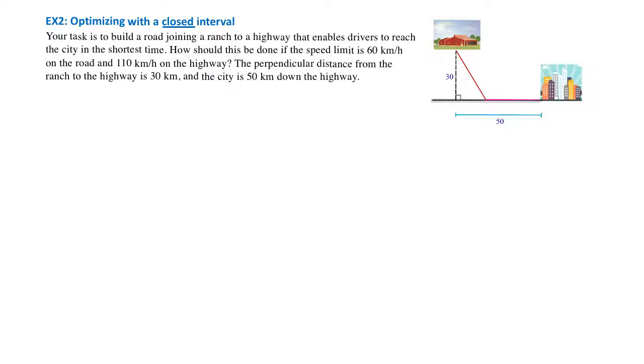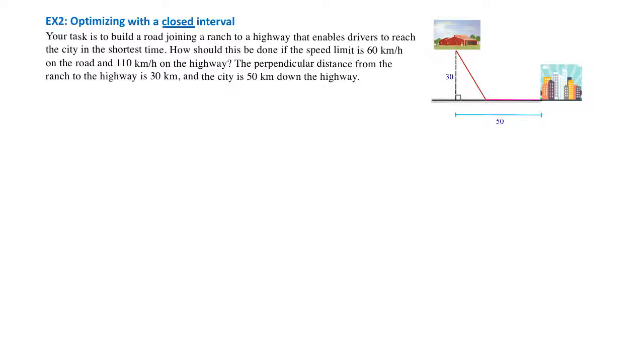All right, so let's read the problem together. Your task is to build a road joining a ranch to a highway that enables drivers to reach the city in the shortest time. So here is the road. If you go to the diagram right here, you can see the road right here. So this is the road that we're talking about. And right here, this is the highway. How should this be done if the speed limit is 60 kilometers per hour on the road and 110 kilometers per hour on the highway?